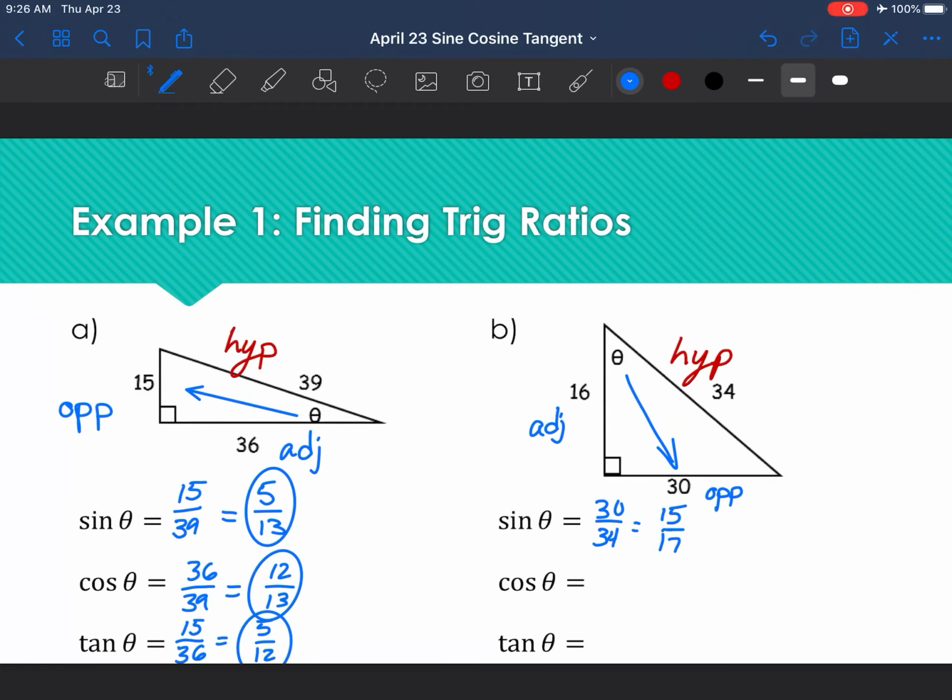Then cosine is going to be adjacent over hypotenuse, so 16 over 34. Again, divide by 2, so that's 8 over 17. And then tangent is going to be opposite over adjacent, so 30 over 16. Simplify that, so that would be 15 over 8 when you divide by 2. So there you go, there are your 3 trig ratios for this triangle.